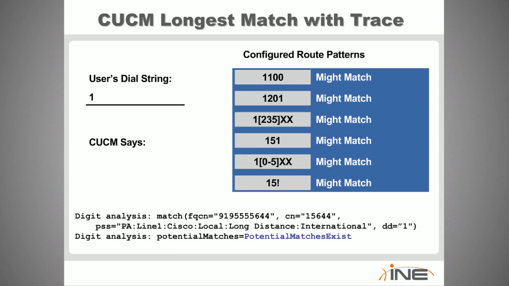Okay, so let's look a little further. Now the user dials 1. We see that the dialed digits change to 1 here, and there's still potential matches that exist. In fact, everything here is a might match, a potential match. CUCM breaks the dial tone. Then the user goes ahead and dials 5. All of a sudden, we now have these cut out. They no longer match. But we do have a number of others that are still potential matches.